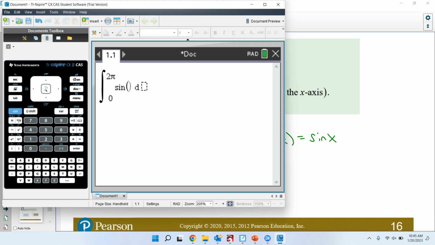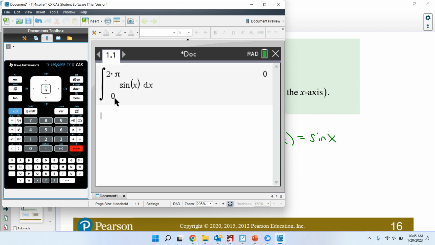I got 0. Did you get 0? Now, what do you think the integral from 0 to pi would be? Any guesses? Tony. Interesting.